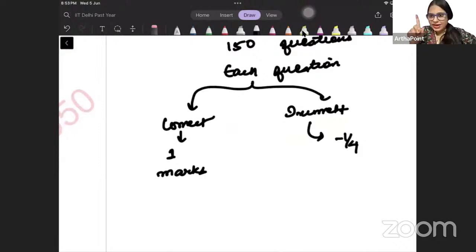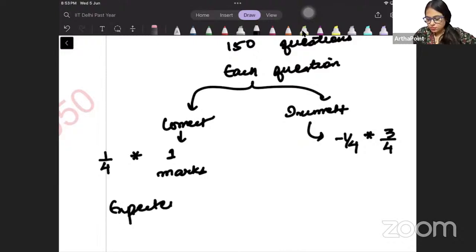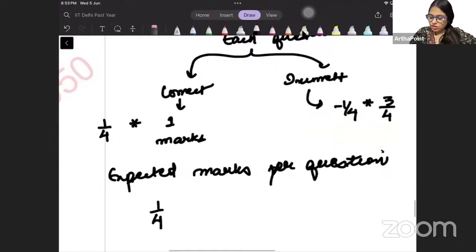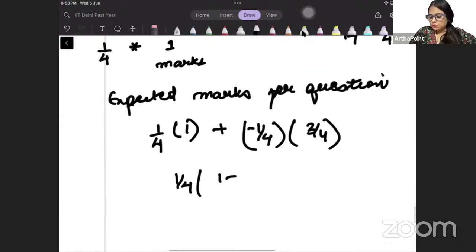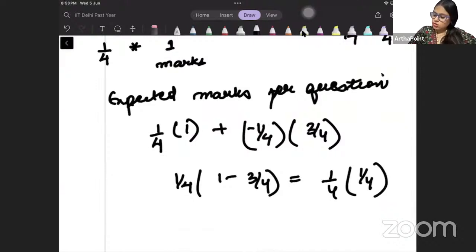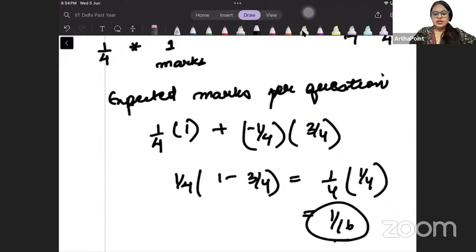So there can only be 1 correct answer out of the 4 options. So the probability of it being correct is 1 by 4, and the probability of this being incorrect will be 3 by 4. So what will be my expected marks per question? My expected marks per question will be 1 by 4 into 1 plus minus 1 by 4 into 3 by 4. So this is going to be 1 by 4, 1 minus 3 by 4, 1 by 4 into 1 by 4, 1 by 16. These are going to be my expected marks, 1 by 16.